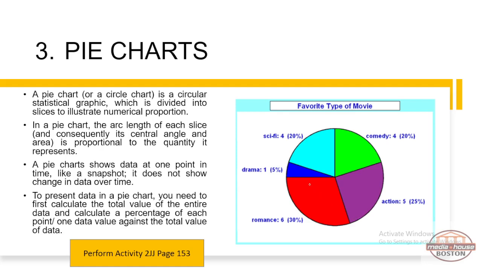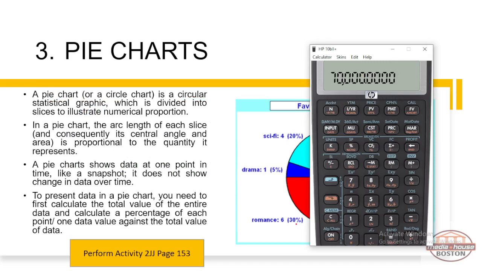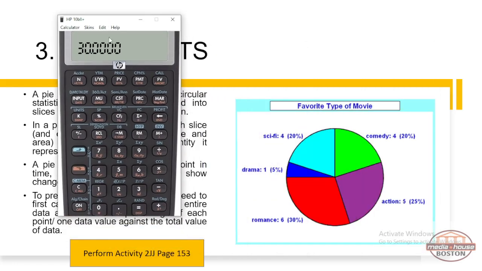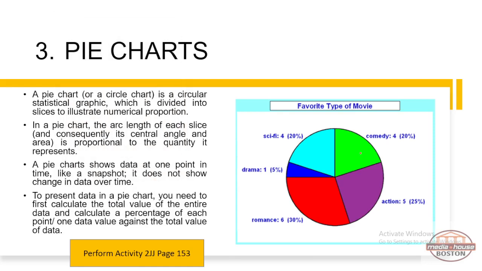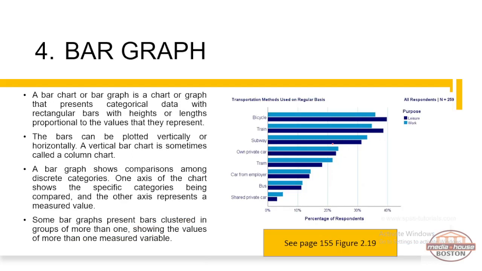Therefore, when you present this information, it will be 4 out of 20 giving us 20%, 5 out of 20 giving us 25%, 6 out of 20 giving us 30%. We can justify this by saying 6 out of 20 and then multiplying by 100, so it will be 30%. Meaning that romance movies equate to 30% of the movie collection that you have and like. That's how you present that information within your pie chart. And then the bar graph.